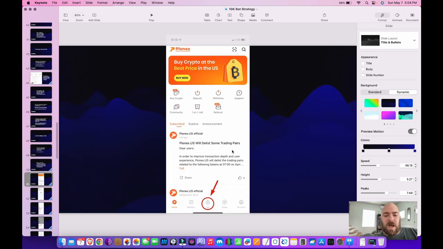So let's open Pionex. This is what it looks like at the very bottom. And this is the mobile version, by the way. We're not doing signing in through the desktop. Most people use their cell phone. I use my mobile phone for most trading.